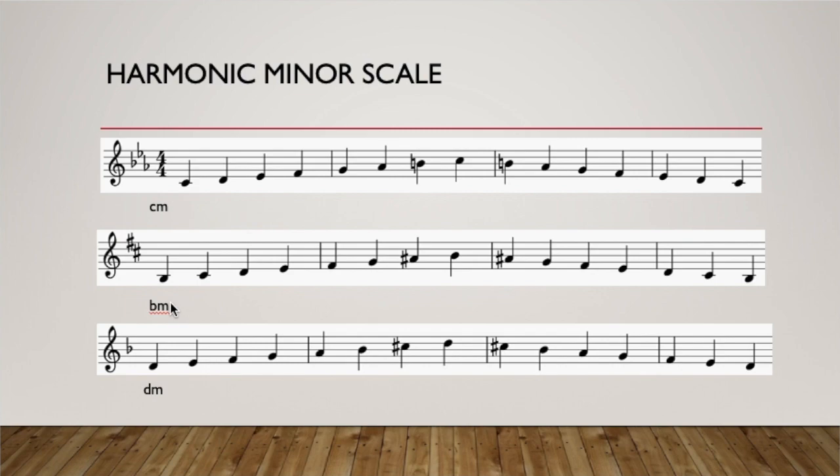Over here with the B harmonic minor, we've raised the 7th degree by putting a sharp on the A. And then likewise with the D harmonic minor, we've raised C with a sharp. So here's what these sound like. Here's the C harmonic minor.